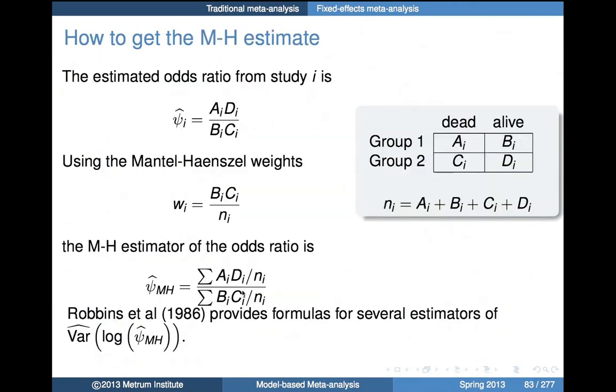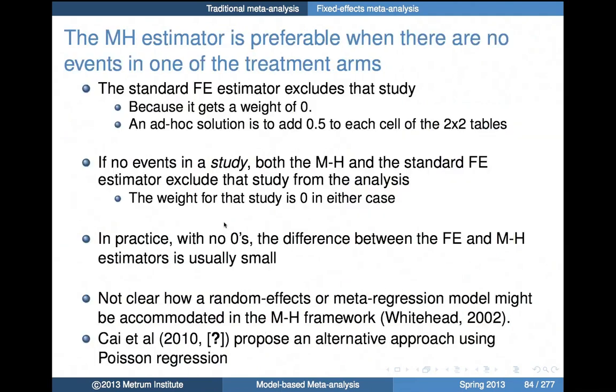It's probably clear why that happens for the fixed effects estimator. In the case of the Mantel-Haenszel estimator, it turns out that if A and C are equal to 0, that is, no events in the study entirely, then this weight here will be 0, and that study will drop out of the meta-analysis. So if you're working with rare events, you probably want to think about using the Mantel-Haenszel estimator, or in fact, there are alternative approaches using Poisson regression that were discussed in a paper by Tianxi Cai and colleagues in 2010, which are probably even more relevant and useful in the context of rare events.